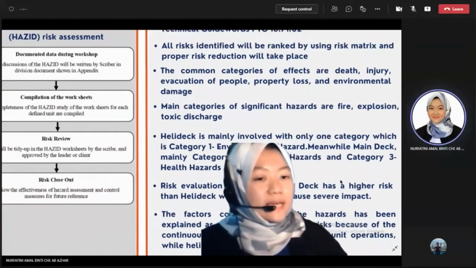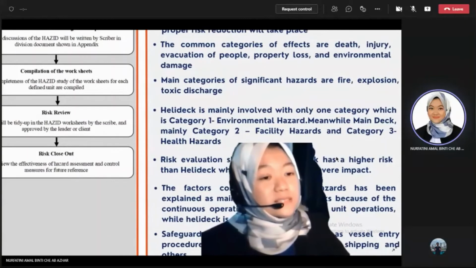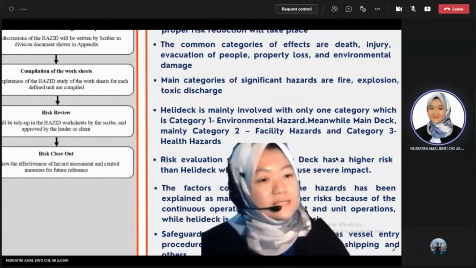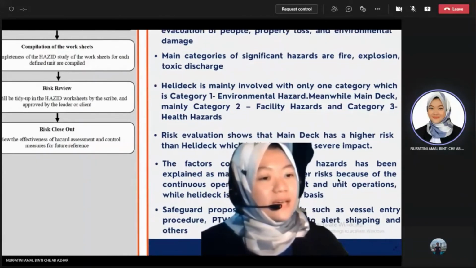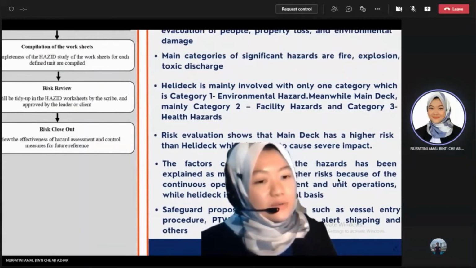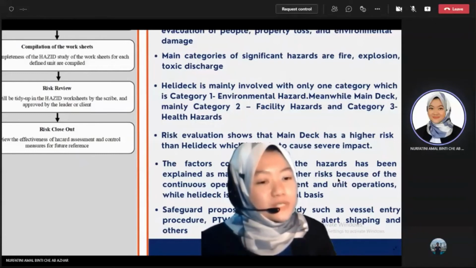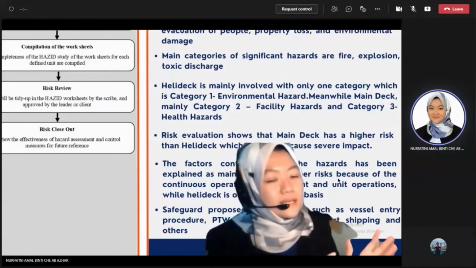So helideck is mainly involved with only one category, which is environmental hazard. Meanwhile, main deck involves about two categories, which are facility hazards and also health hazards. Risk evaluation shows that main deck has a higher risk than helideck, which is likely to cause severe impact. The factors contributing to the hazards have been explained: main deck hazards are due to continuous operation of equipment and unit operations, while helideck is on a situational basis, which is mainly for logistics.